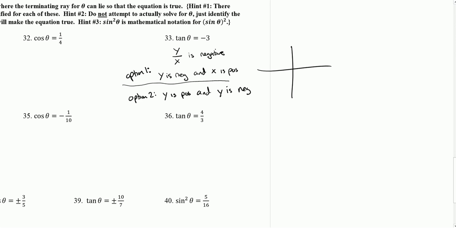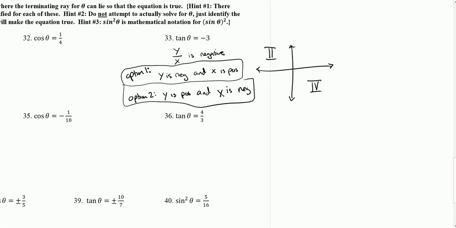Okay, so now let's think where this would be. For option number 1, if y is negative and x is positive, what quadrant will we be in? Y is negative, that's below, and x is positive, so option number 1 would be in quadrant 4. Option number 2, y is positive and x is negative. If y is positive, x is negative, then we're in quadrant 2. And so that's our answer for 33, quadrant 2 and quadrant 4.